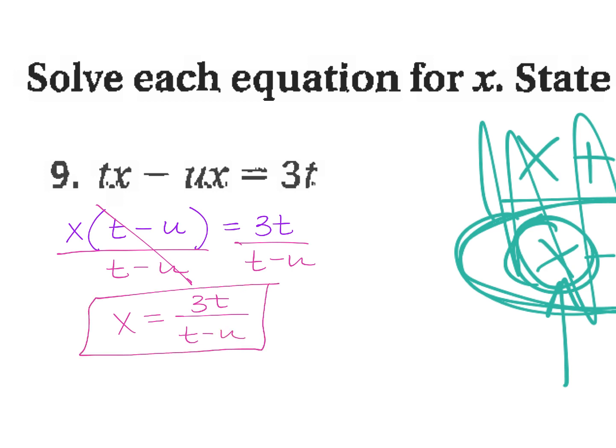And again, stating restrictions, basically your restriction here is t can't equal u, because if t equals u and you subtract them, you get a 0. So that would be the best way to state a restriction for that one. Typically, it's not going to look like that. It'll be like x can't be this number is your restrictions.